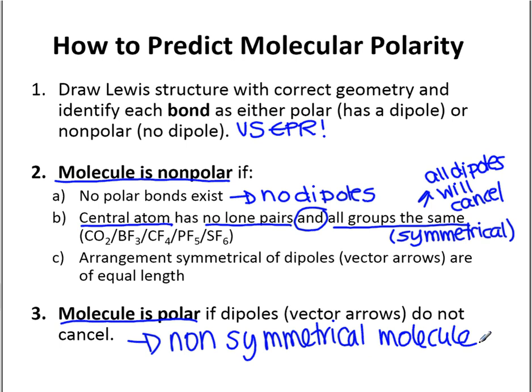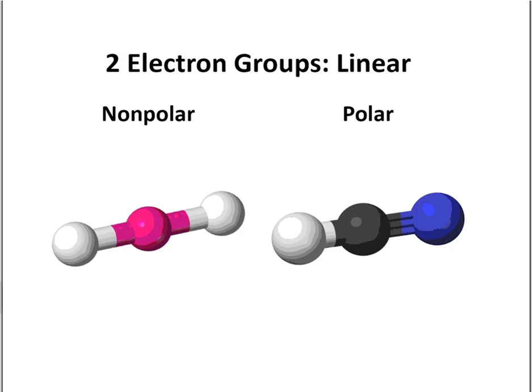So what we'll do is walk through all of the different electron groups and a few different cases so you can see how the vector arrows, the dipoles, would work and how they might cancel or not cancel, and then we'll try out a couple of problems together. So starting off with 2 electron groups. This is your linear group. There's cases where they can be polar or nonpolar.